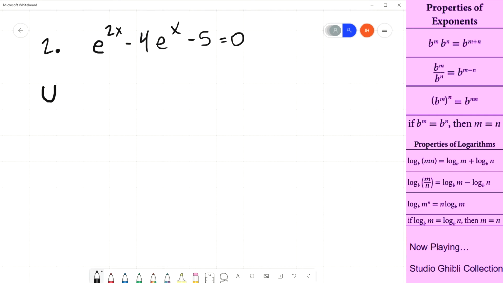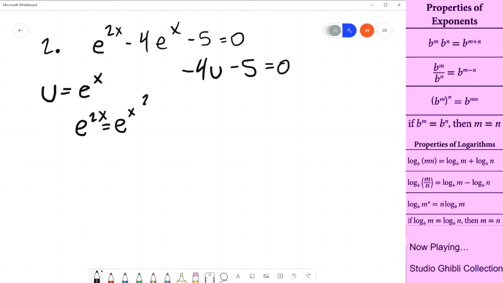I notice that in this expression here, I have e to the x occurring multiple times, right? I have e to the 2x and I have e to the x. I'm going to call that u equals e to the x. All right. So wherever I see an e to the x, I can replace it with a u. So for example, here, I would have minus 4u minus 5 equals 0. What about e to the 2x? Well, e to the 2x is equal to e to the x squared, right? By our exponent properties. So that means this is the same thing as u squared.